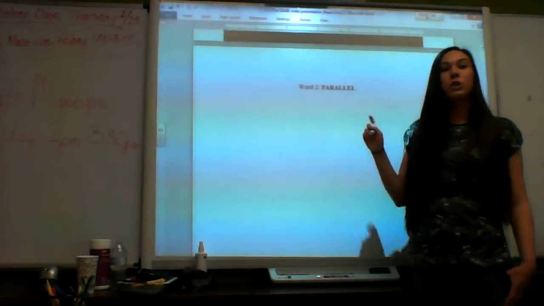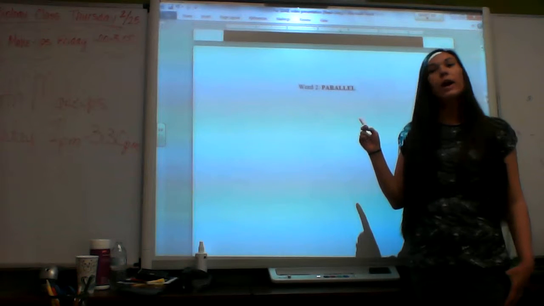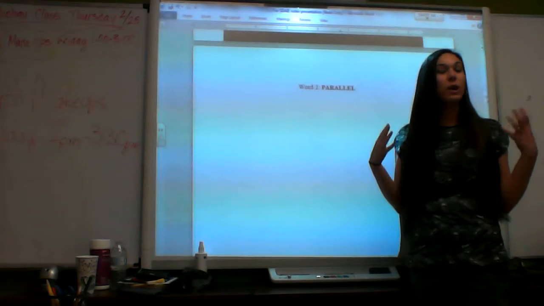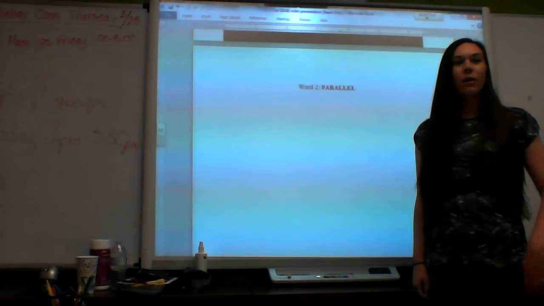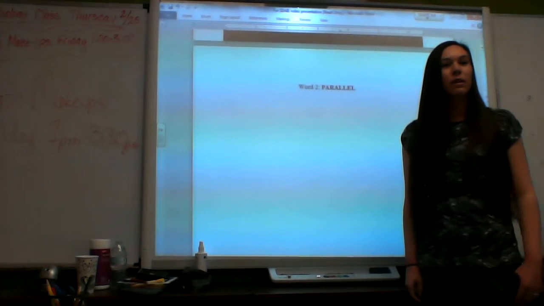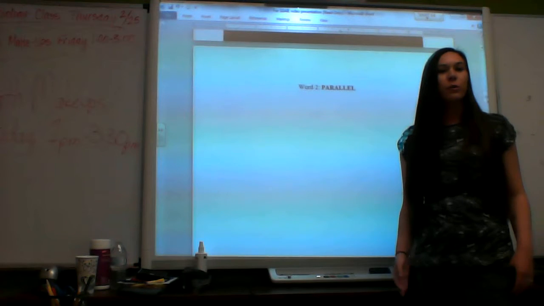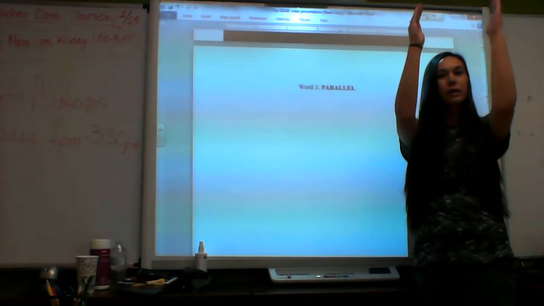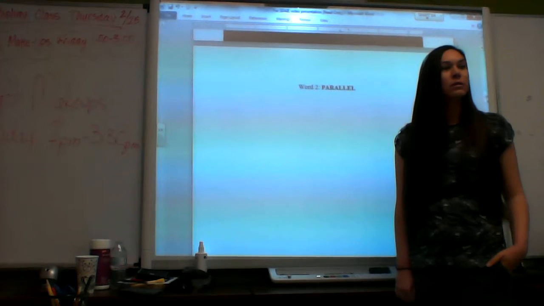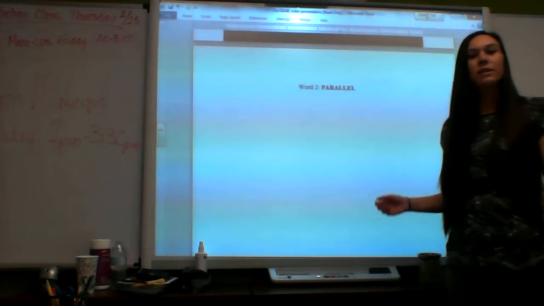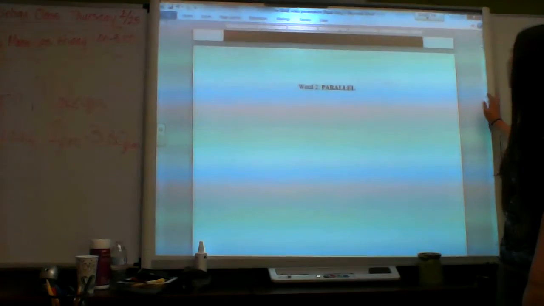Our word 2 is parallel. Take a second to think of some things that are parallel. What are some things you came up with? Good, lines that never touch. Parallel lines never touch. Any real life examples? Good, railroad tracks. Awesome, let's look at some pictures.